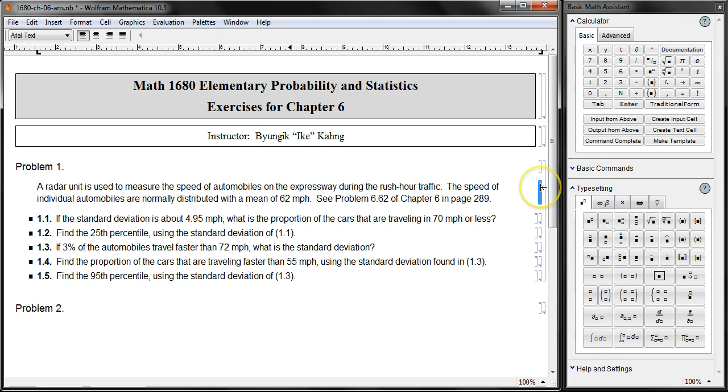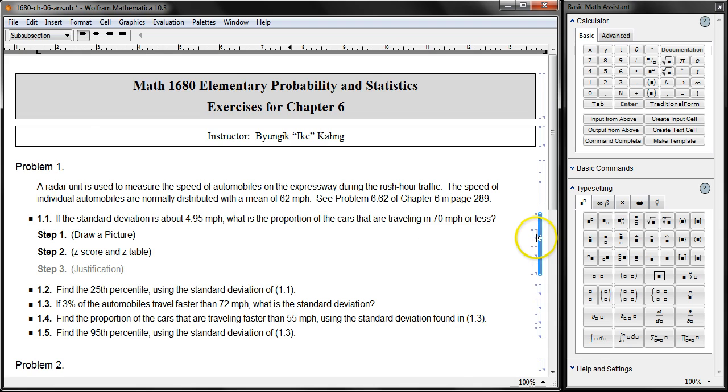Here we go. A radar unit is used to measure the speed of automobiles on the expressway during the rush hour traffic. The speeds of individual automobiles are normally distributed with a mean of 62 miles per hour, and the standard deviation for this rush hour traffic is 4.95 miles per hour. And here's the question: what proportion of the cars are traveling at 70 miles per hour or less?